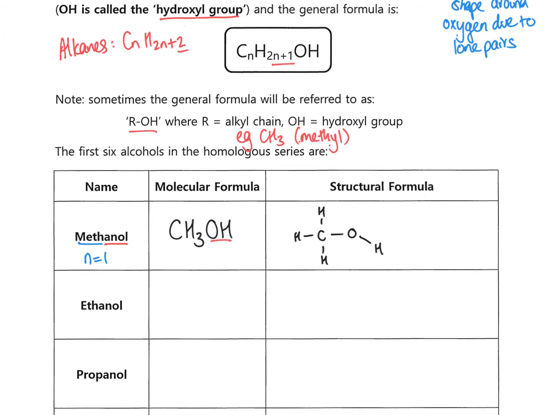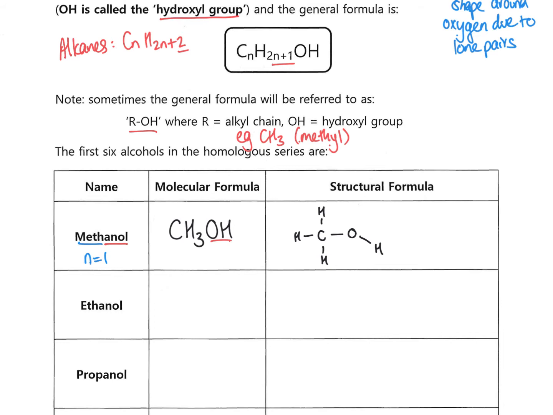And where at GCSE, sometimes it was okay to write your OH group together, that's not accepted at A level. You must show every single bond, which includes drawing your oxygen-hydrogen bond within your alcohol molecule.